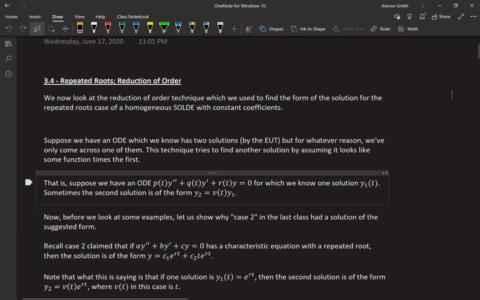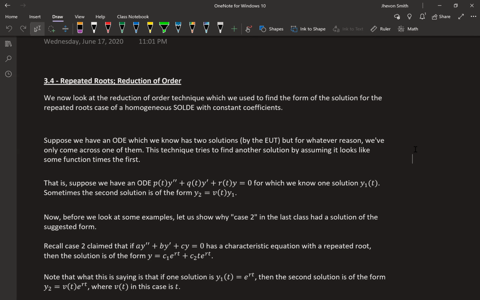Here's how you think of it. You're going to guess that the second solution is just some function times the first. You don't want it to be a constant times the first. It cannot be a constant. It has to be some variable function times the first. And again, what I would have explained in the last section would tell you why that has to be true, but we'll just put that off for the next class.